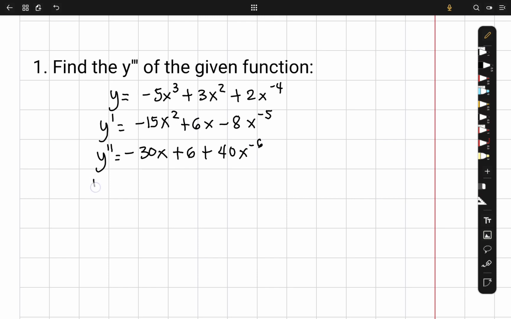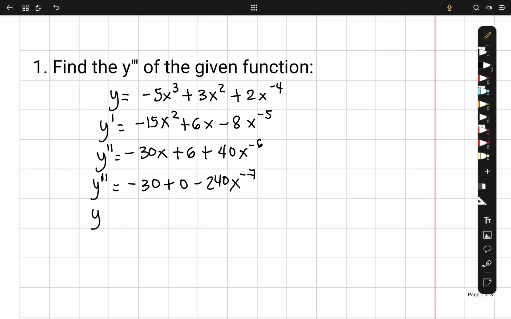And then, after nyan is yung ating last derivative, which is yung third derivative natin. So, derivative ng negative 30x, that is negative 30. Derivative ng constant, that is 0. And then, derivative ng 40x raised to negative 6, that is negative 240x raised to negative 7.